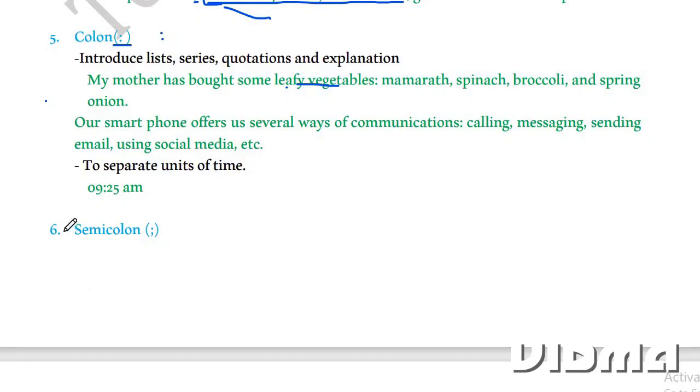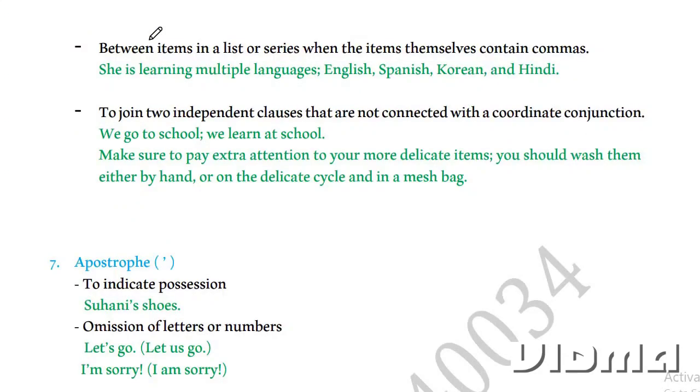Next, punctuation mark number 6 is semicolon. This sign is called semicolon. The use of semicolon. First, between items in a list or series, when the items themselves contain commas, like: she is learning multiple languages; so what are those multiple languages? More than one language. First one English, next Spanish, then Korean, then Hindi.